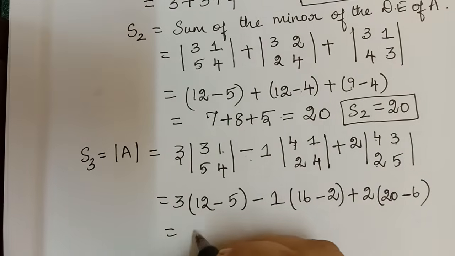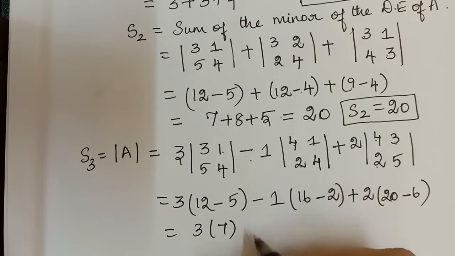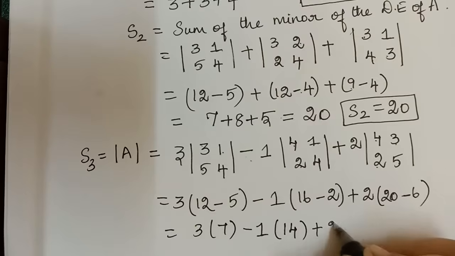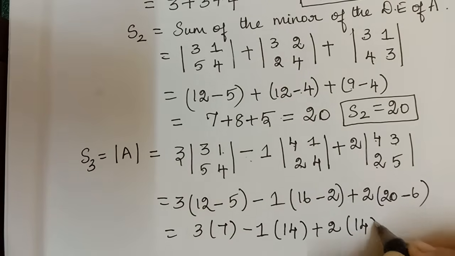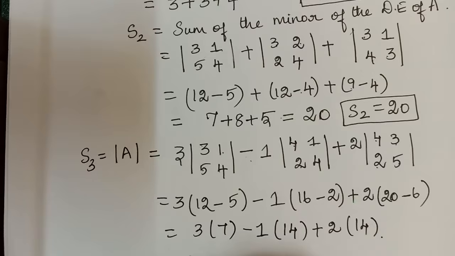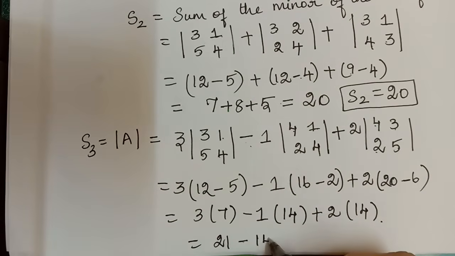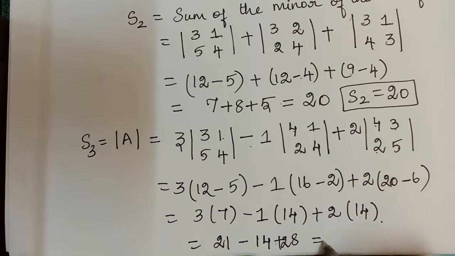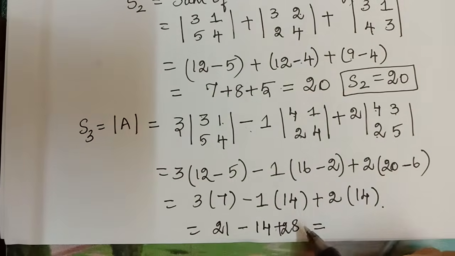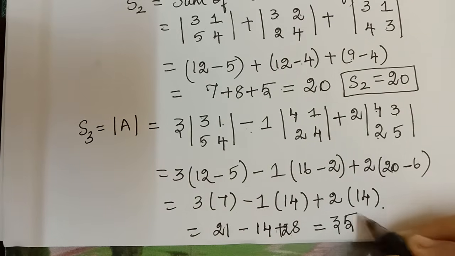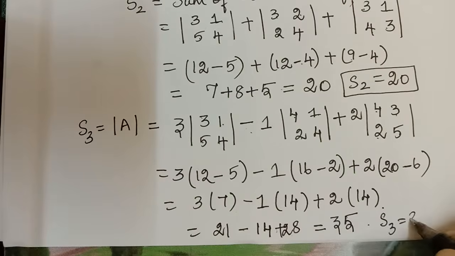And so that is equal to 3 multiplied with 7 minus 1, 16 minus 2 is 14, and then plus 2, 20 minus 6 is also 14. And so finally when we simplify this, we get 7 3 times is 21, minus 14, and then plus 14, 2 times is 8, so 28. So that is equal to, when we simplify this, we get 35. So our S3 is equal to 35.